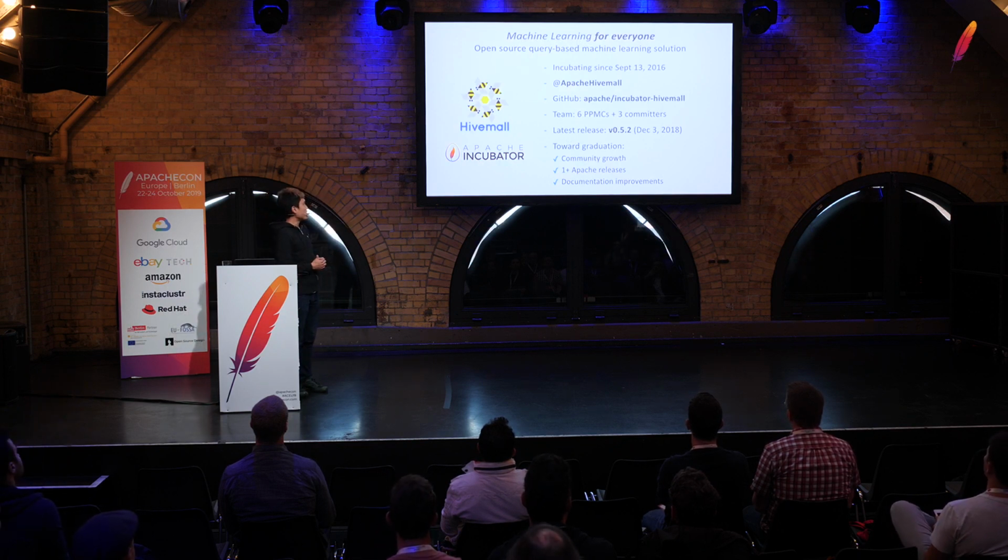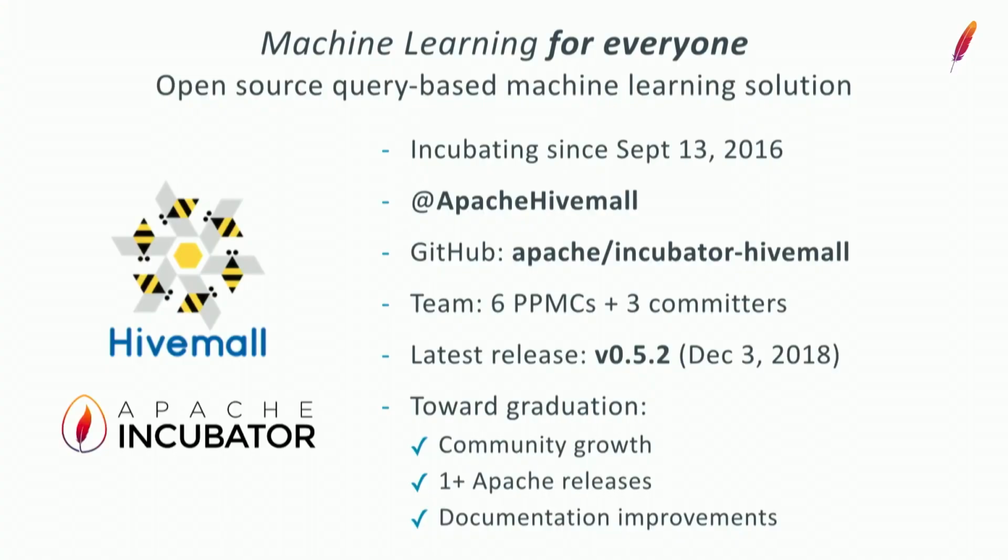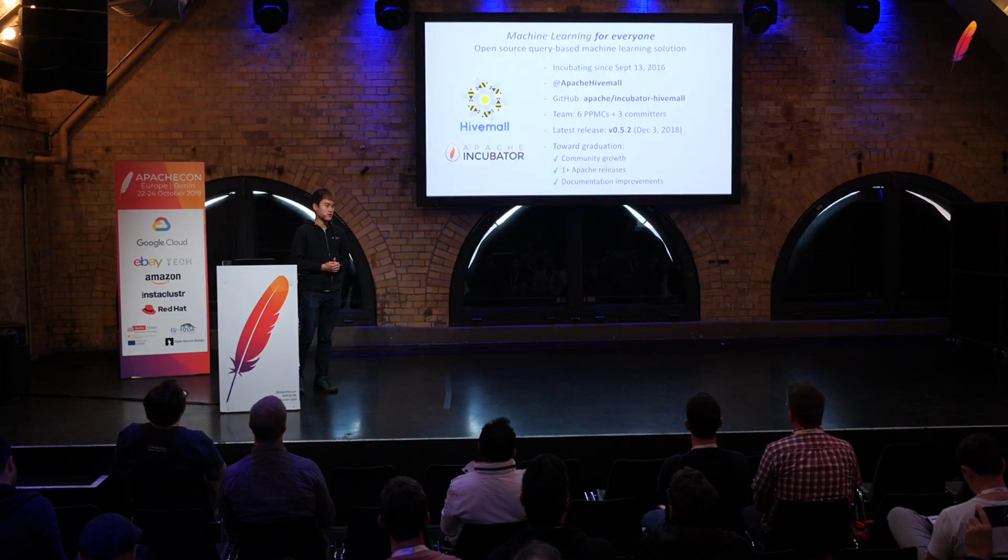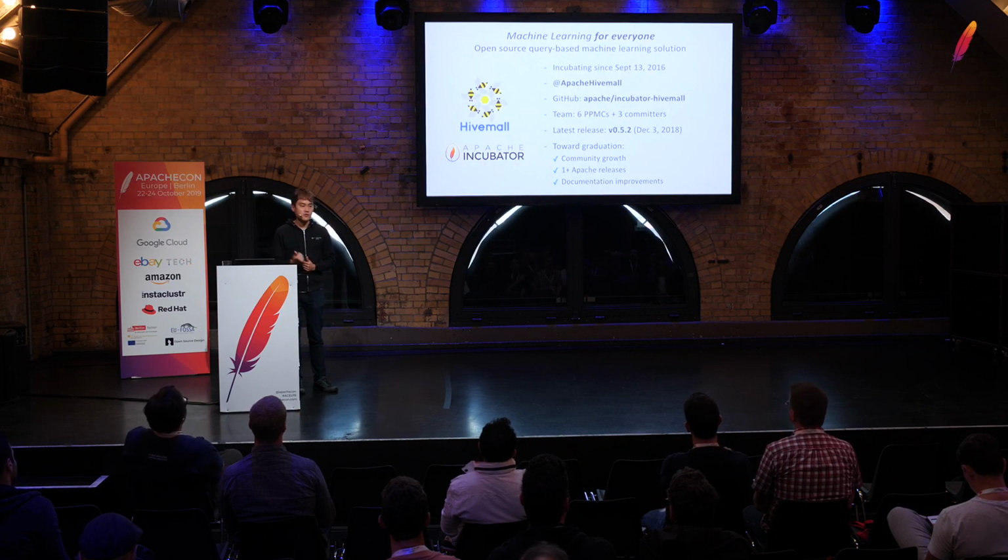Apache Hivemall is an open source query-based machine learning library, and it has been incubating since 2016. We have 6 PMC members and 3 committers, and we are actively working toward graduation from the incubating projects. We need to improve documentation and provide one more Apache release, and we have to do a lot of things, but it's an ongoing project.